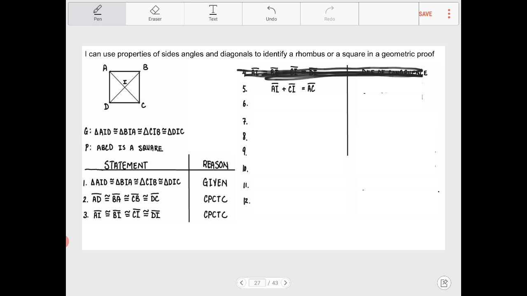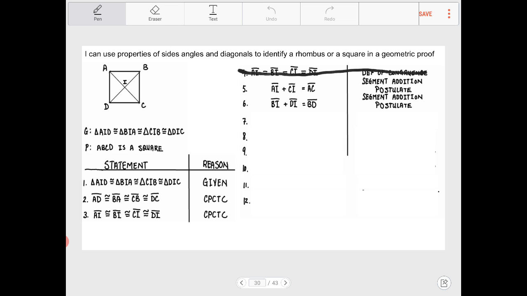So what we're going to demonstrate is that AI plus CI is equal to AC. And why is AI plus CI equal to AC? Well, that's because of segment addition postulate. I want to also show what the other diagonal is made up of, which is BD, right? BD is made up of BI plus DI. And the same reason, it's because of the segment addition postulate.